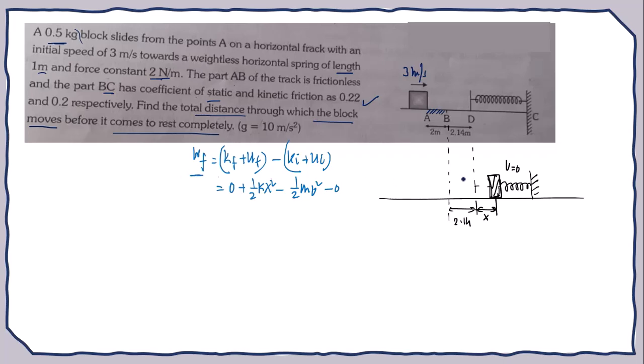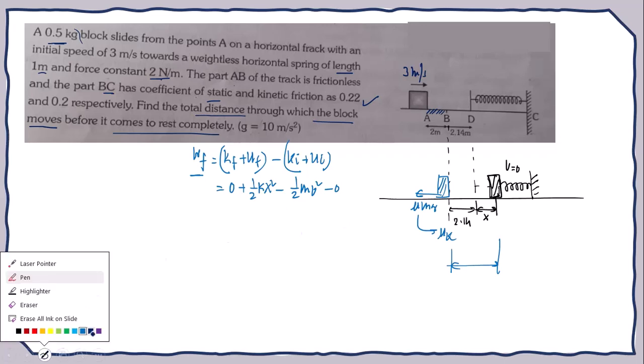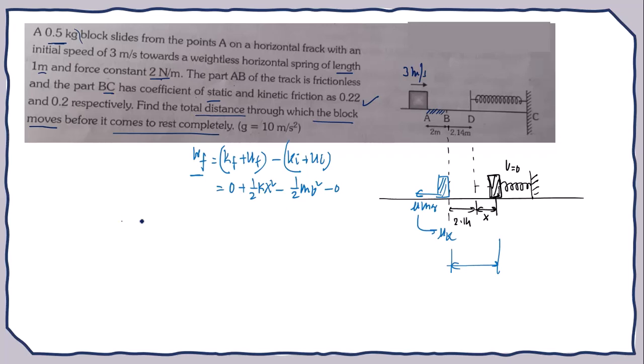And what is the work done by the friction for the entire path? The friction force is equal to mu into mg. What is that mu? That is the kinetic coefficient of friction, mu k, because the block is moving. So it is mu k into mg into 2.14 plus x, because that is the total distance traveled by the block. So the total work done by friction equals minus mu into mg into 2.14 plus x. That should be equal to half kx square minus half mv square.